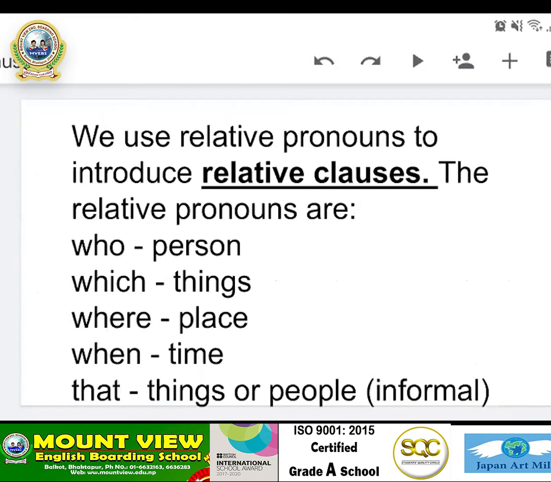For relative clauses, we have to use relative pronouns to introduce the relative clause, like who, which, where, when, and that. Who, as you know, is used for persons, which for things, where for places, and when for time. Sometimes you can use that also for things and people, but it seems informal. Suppose I bought a laptop last week. I didn't like that one. There are two sentences. Now you can say, I bought the laptop which I don't like now, or you can say, I bought the laptop last week that I don't like now. You can use which and that both, but that seems a little bit informal here. It's better if you use which.